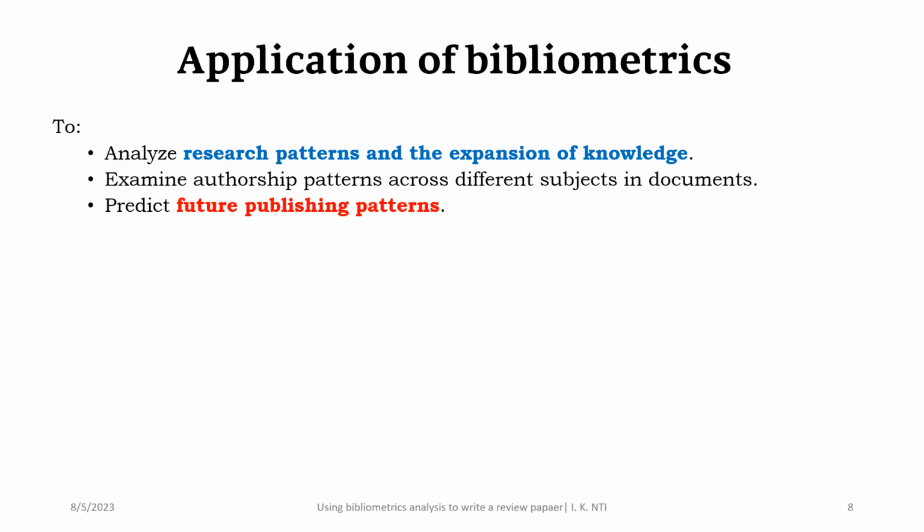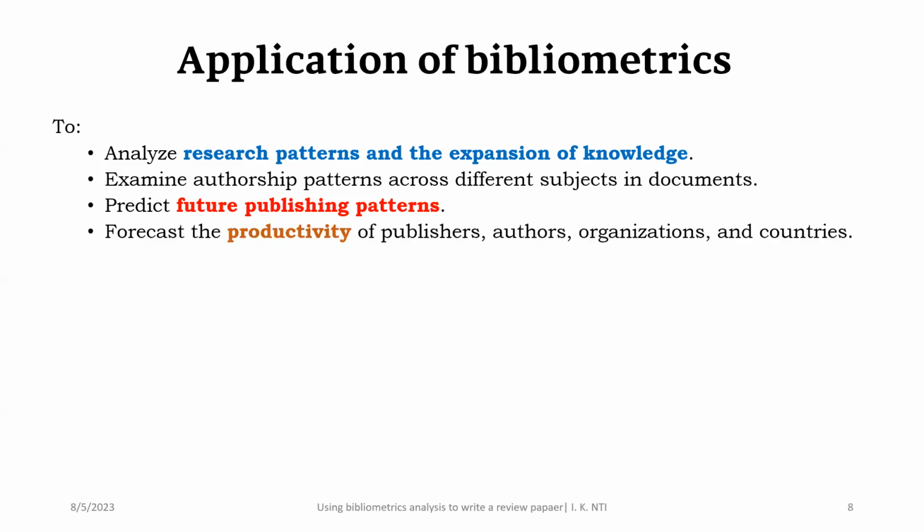Then we predict the future of publication patterns. Once we know how publication is happening, the rate at which work is being published now, we can use this analysis to make estimations and predictions, and forecast the productivity of publishers and authors. Once we know the rate at which a publisher or an author is publishing now, we can say that this author is the most productive author in this area, organization, or country.